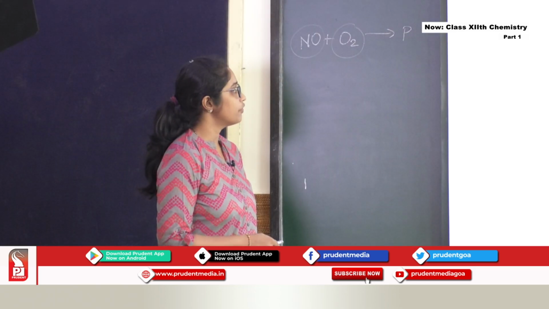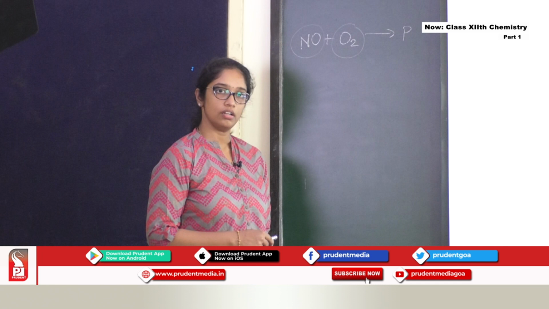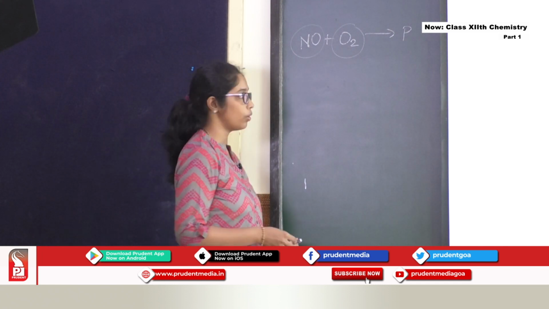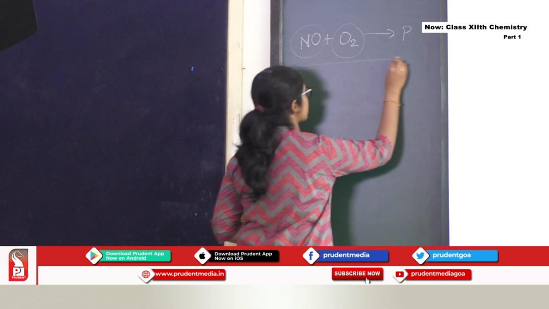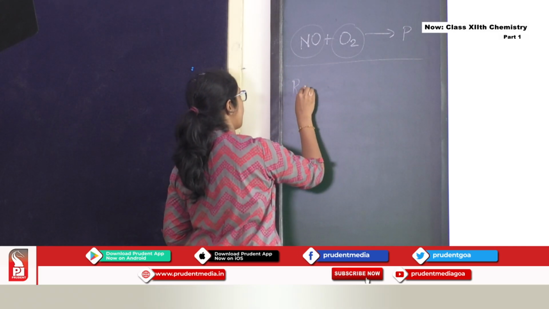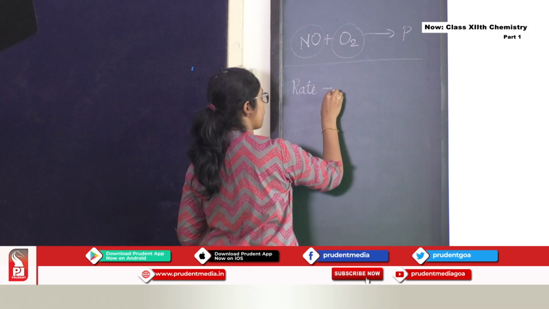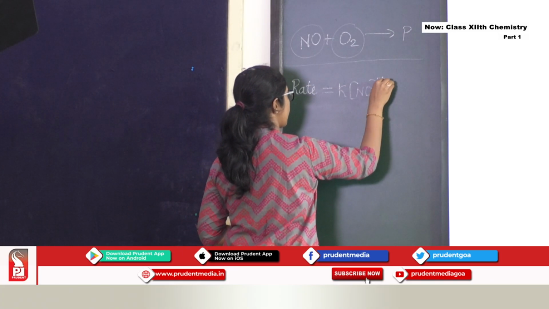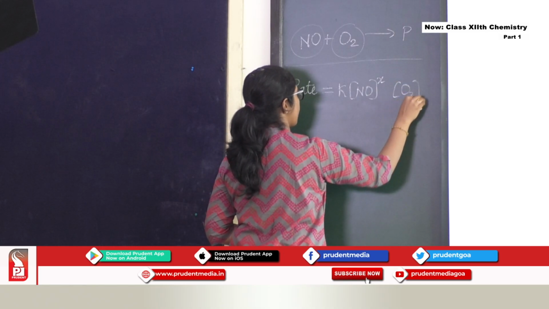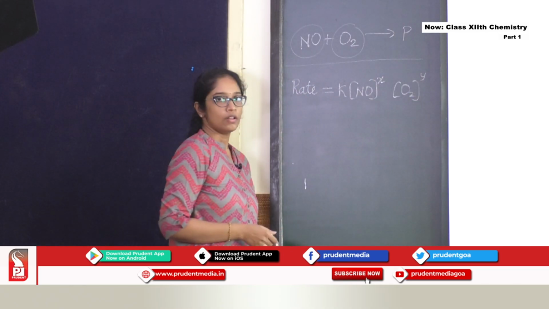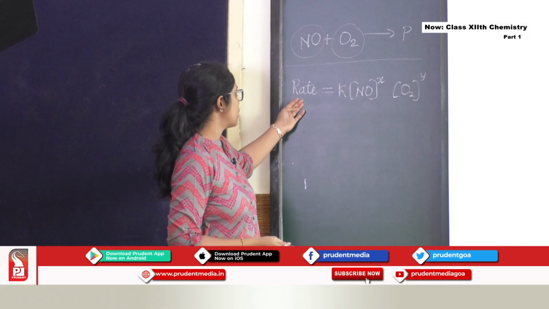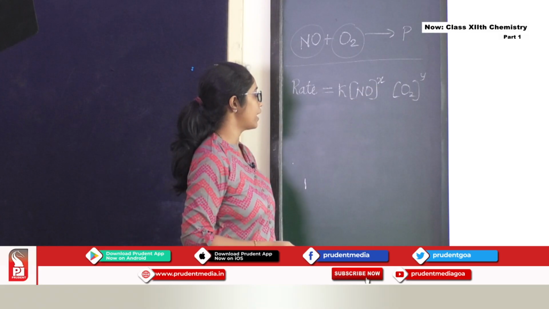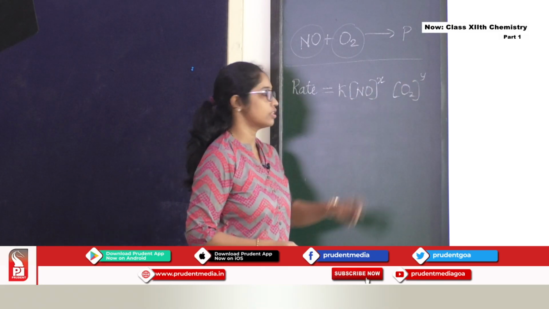Now, if you want to calculate the order of the reaction, first we should be able to write down the rate law expression. We write the rate law expression as rate is equal to K into the concentration of nitric oxide raised to X into the concentration of oxygen raised to Y.